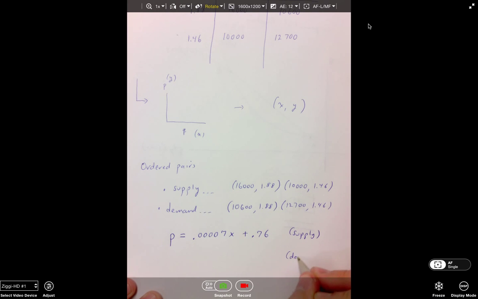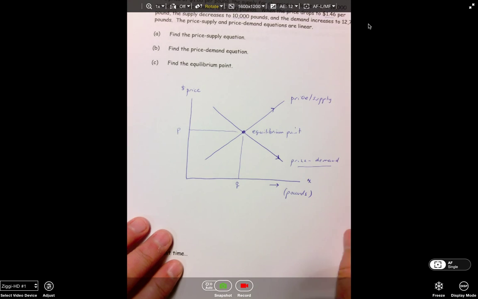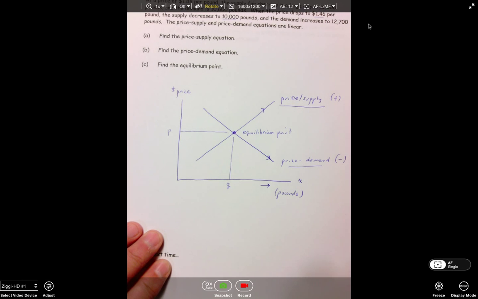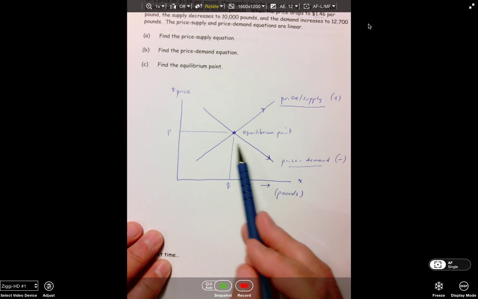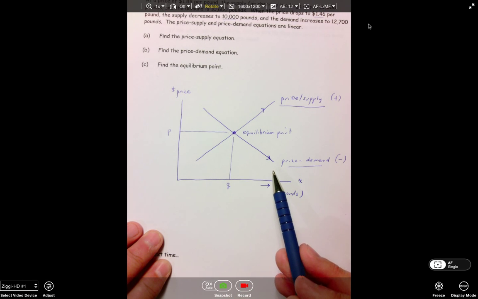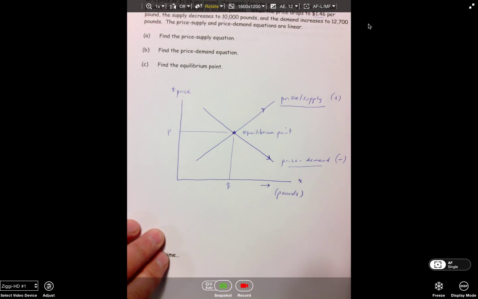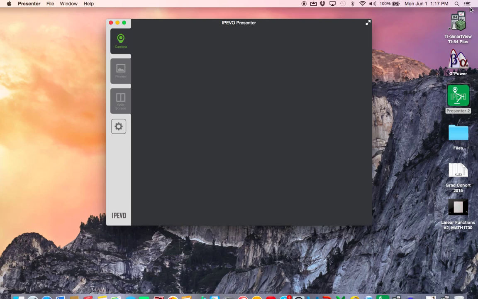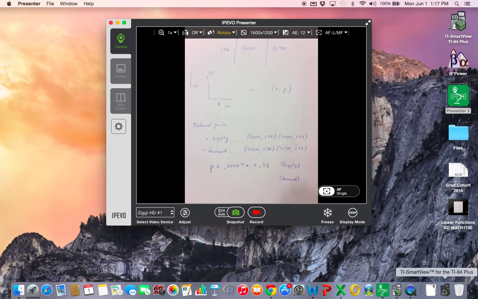Now the next thing I want to do is the demand, and as we look back to the original game plan, we knew that the price supply was going to have a positive slope because it raised to the right. But the price demand, because of the nature of it, as the quantity increases, our price is going to decrease. Then we're expecting a negative slope. So it's still not a big issue with our calculator.